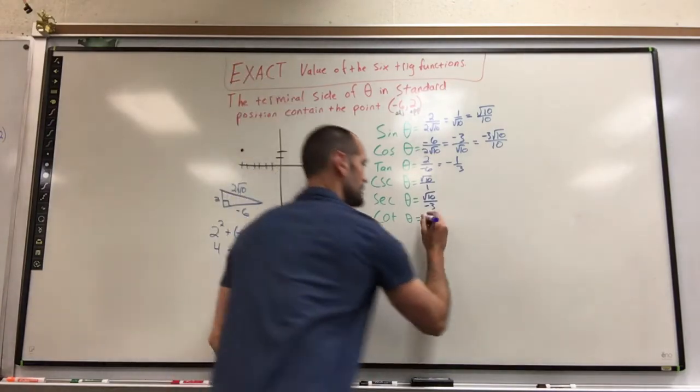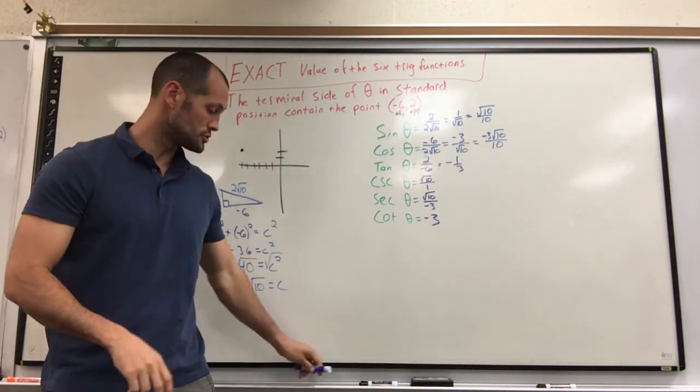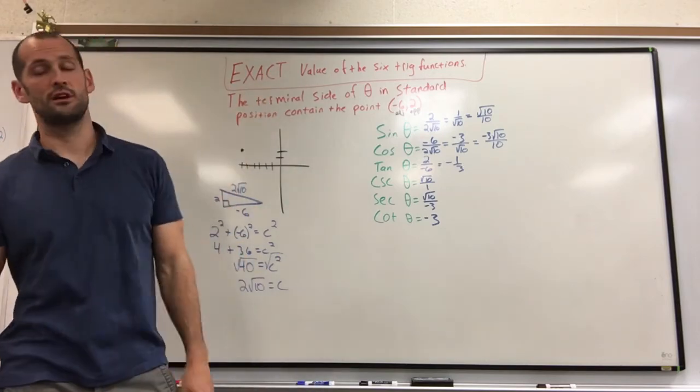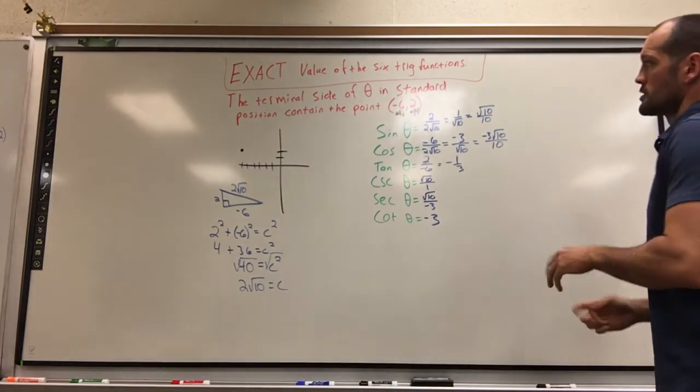Cotangent, -3. Done. Quick, simple tutorial on how to find the 6 trig functions' exact values when given a point and they want the terminal side of theta.